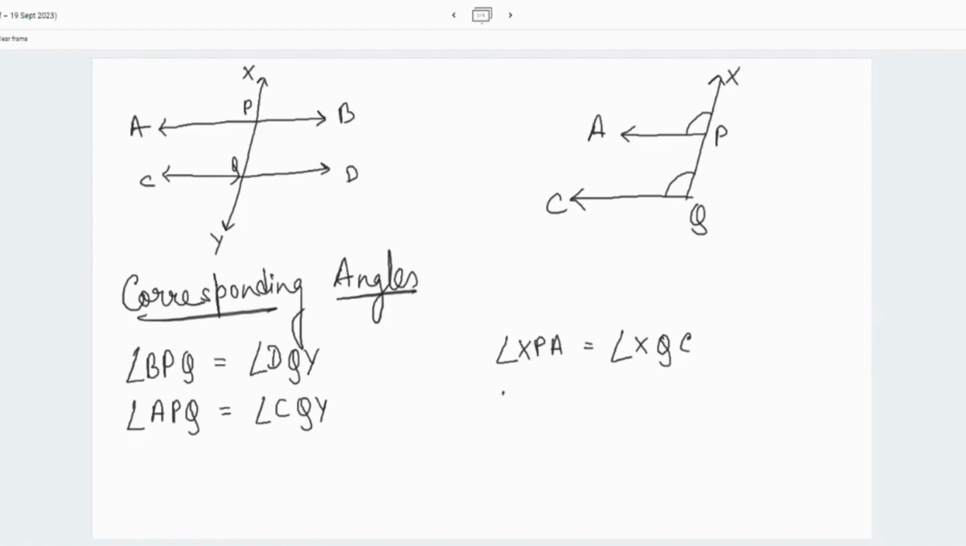The next one will be angle XPB. If I just extend it to this side, XPB and XQD or PQD. Again, on the same side of the transversal, both the angles are on the right side of the transversal. So angle XPB equals angle XQD.